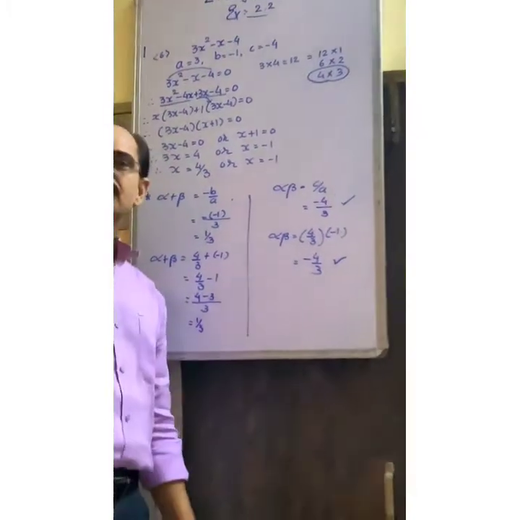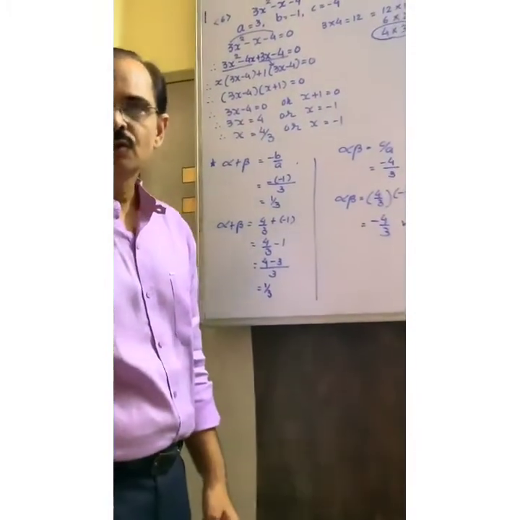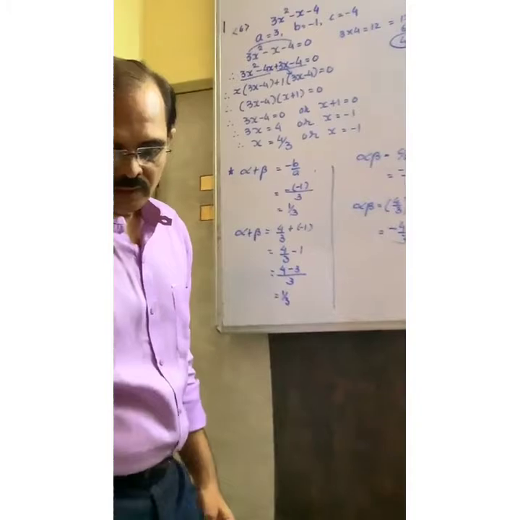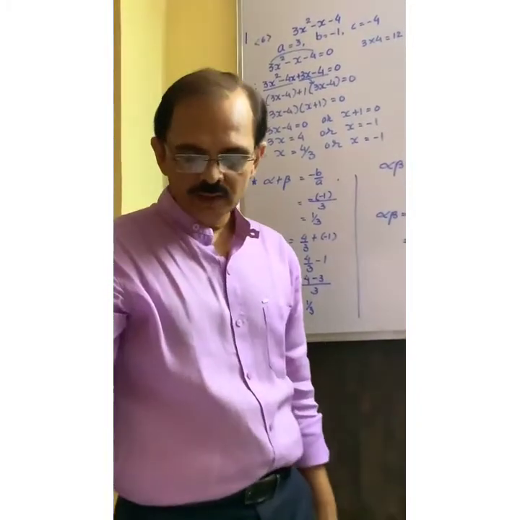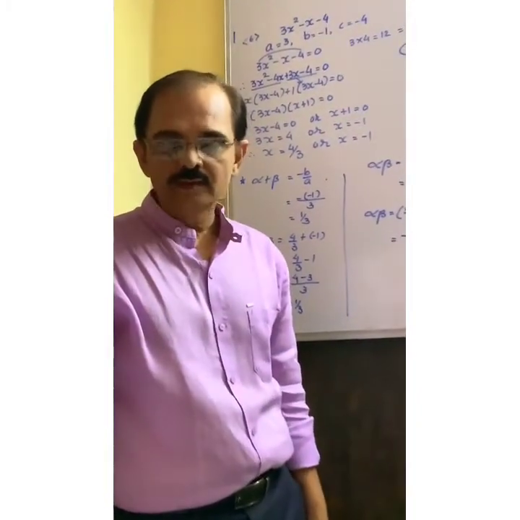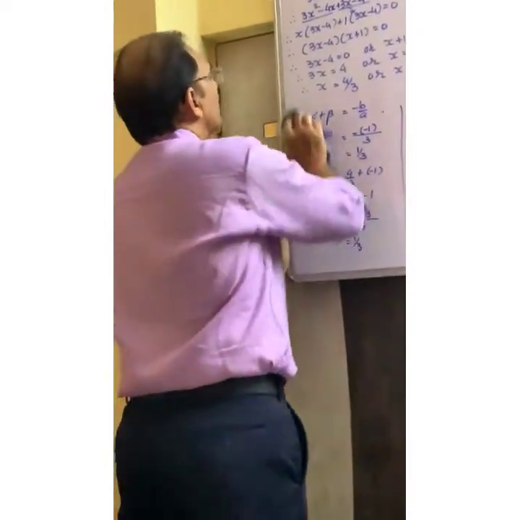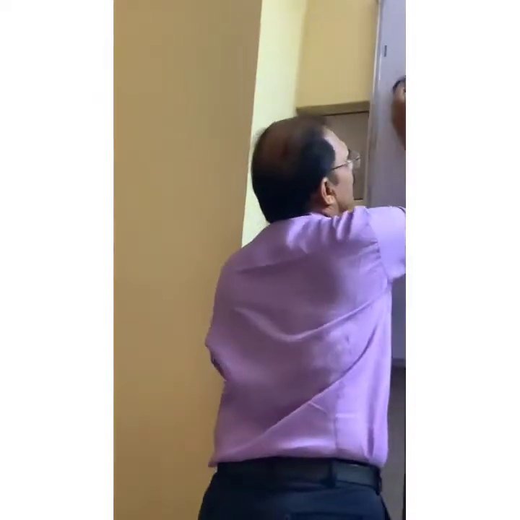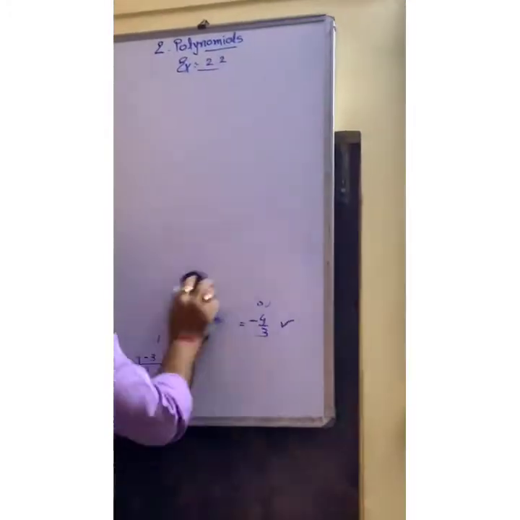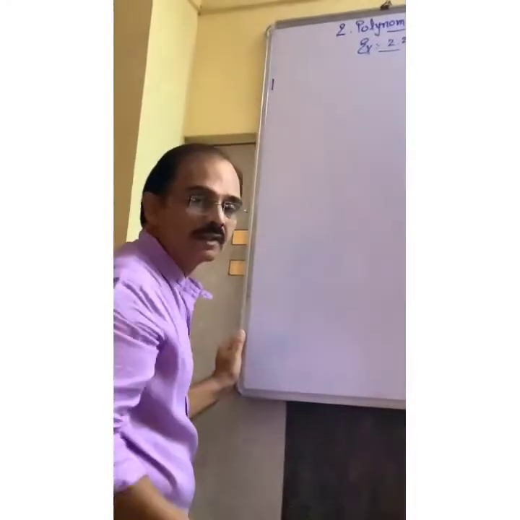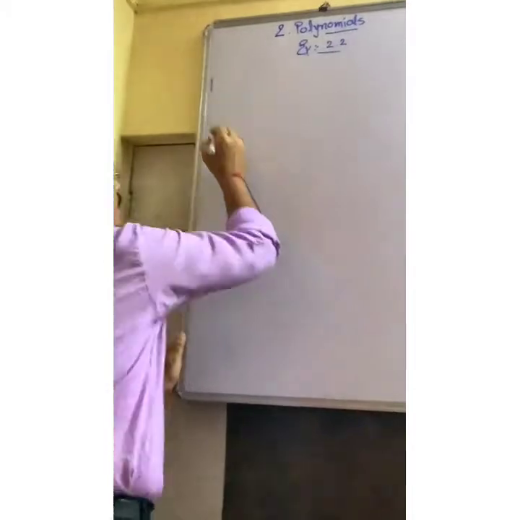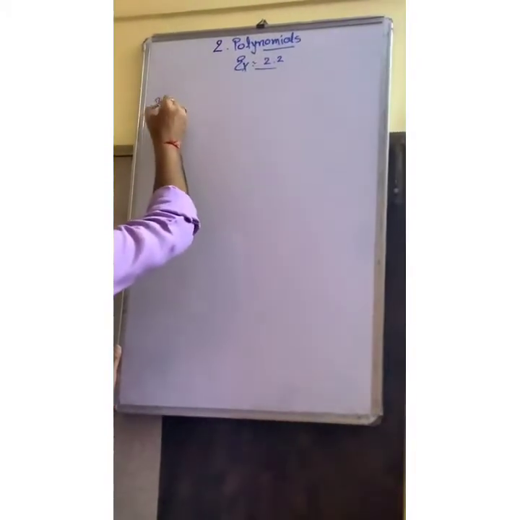Now, another simple style. Question number 2. Find a quadratic polynomial each with the given numbers as the sum and product of its zeros respectively. Read the question carefully. Sum of the zeros and product of the zeros are given. Alpha, beta are not given. Sum and product are given.